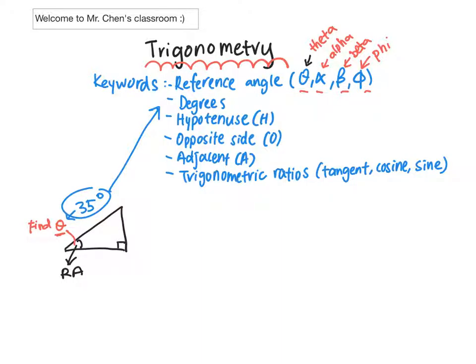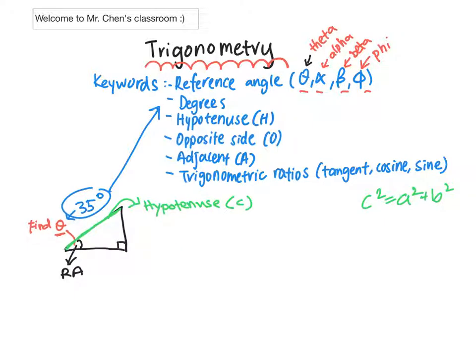Next we have hypotenuse. As you know, the hypotenuse is the longest length in a right angle triangle. So in this case it will be that one. That will be your hypotenuse, which is the C, remember the C, from the formula C squared equals A squared plus B squared.